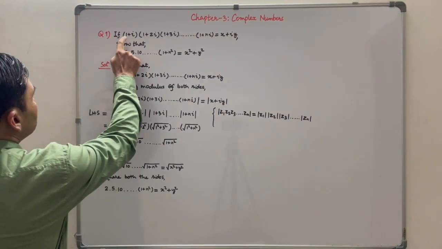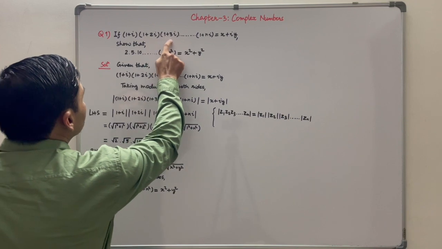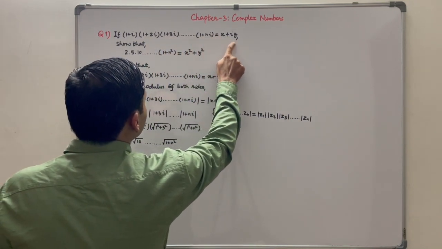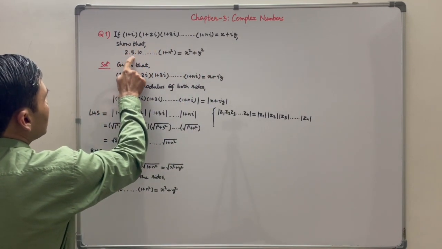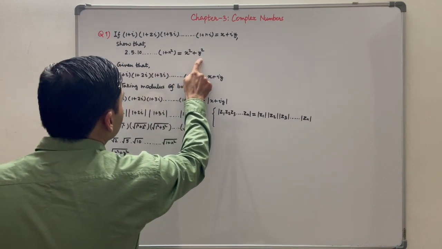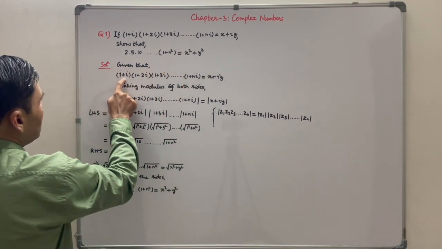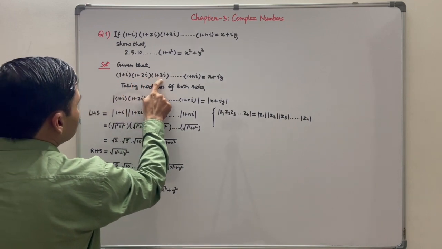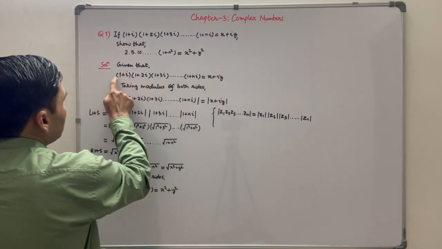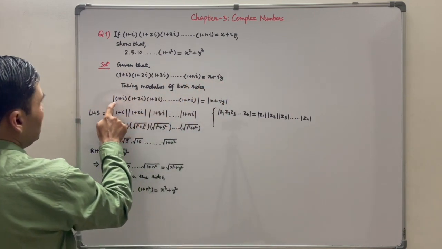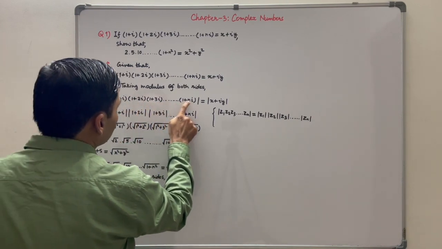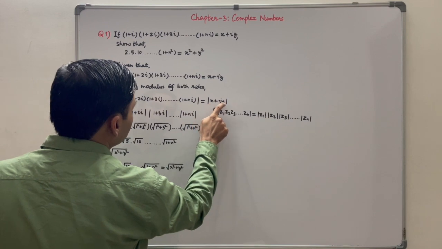First question, if (1 plus i) into (1 plus 2i) into (1 plus 3i) and so on up to (1 plus ni) is equal to x plus iy, show that 2 into 5 into 10 and so on up to (1 plus n square) is equal to x square plus y square. It is given that (1 plus i) into (1 plus 2i) into (1 plus 3i) and so on up to (1 plus ni) is equal to x plus iy. We will take modulus of both the sides. So it will be mod of (1 plus i) into (1 plus 2i) into (1 plus 3i) and so on up to (1 plus ni) is equal to mod x plus iy.